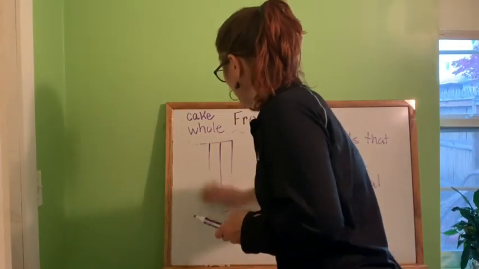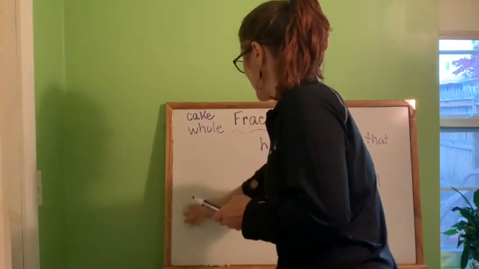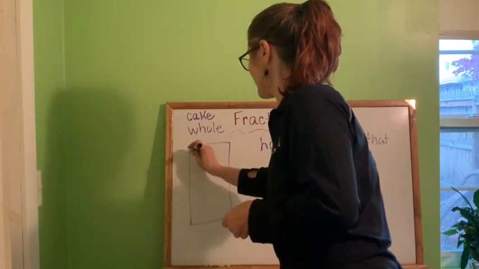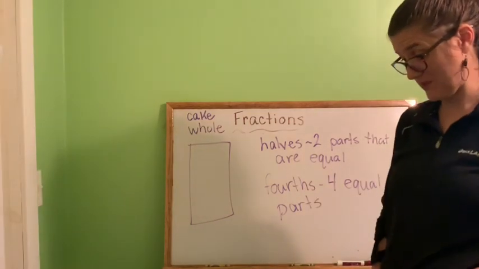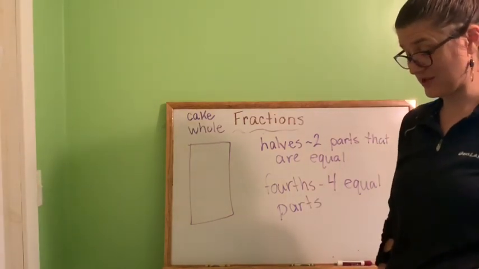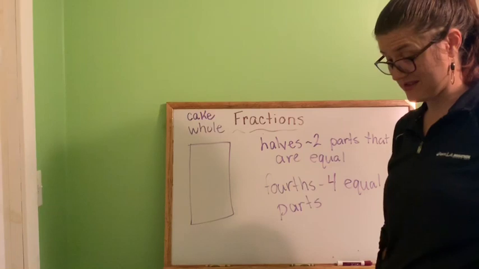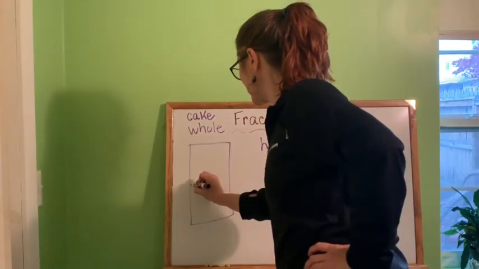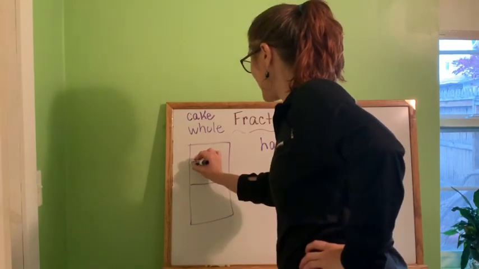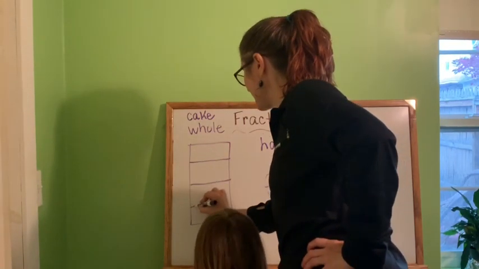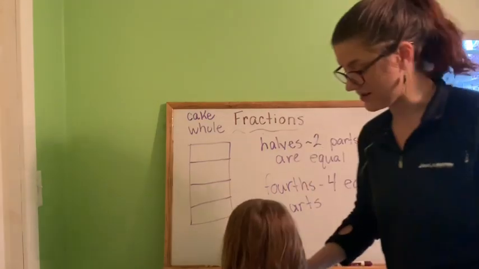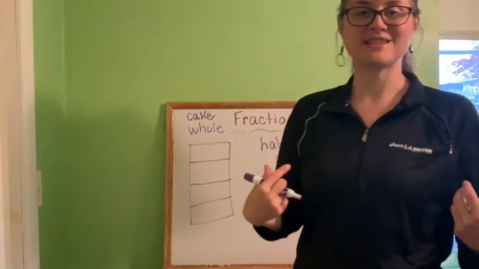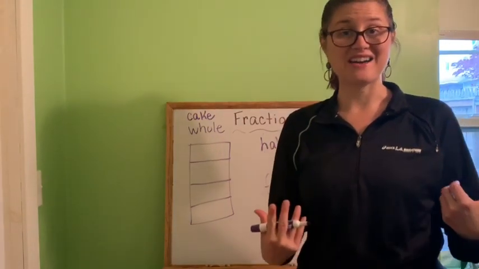All right, let's see if there's one more way that we can split this. Can you think of one more way we can split this into 4 pieces that are equal? What about this? We're gonna go across the middle and then take each of those halves and split it. You gotta go over here because the kids aren't gonna be able to see. All right, so 4 equal pieces are called fourths.